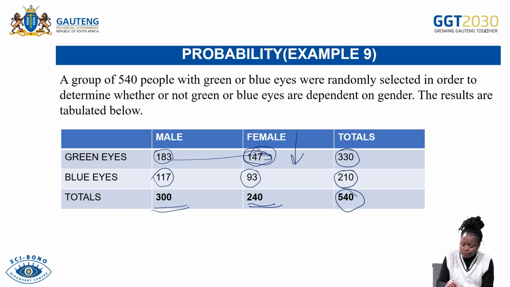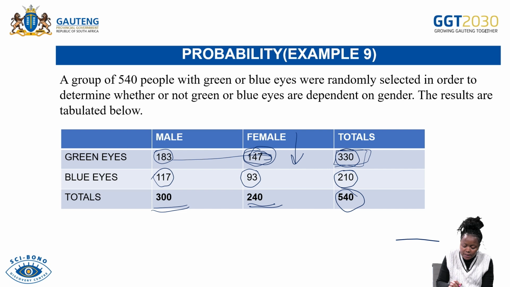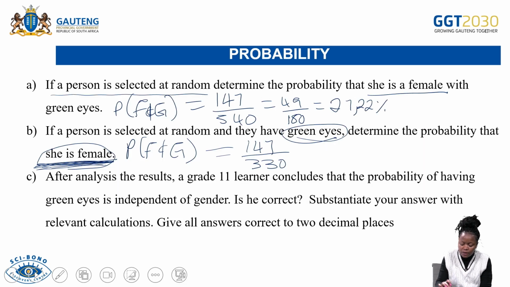Out of how many people with green eyes, sorry. It's going to be 330. So you can only get 147 females that have got green eyes, out of how many people with green eyes? Out of 330 people. I hope that makes sense.